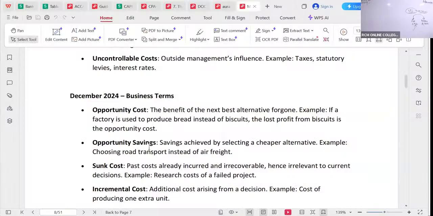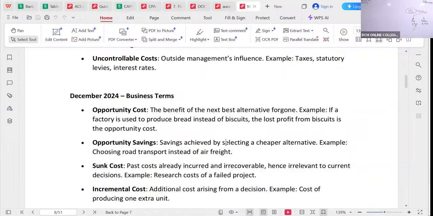So opportunity savings achieved by selecting a cheaper alternative. Example, choosing road transport instead of air freight. Sunk costs, these are past costs already incurred and irrecoverable, hence irrelevant to current decisions.